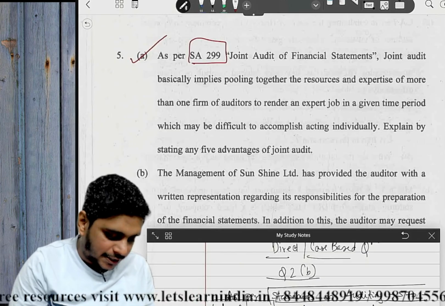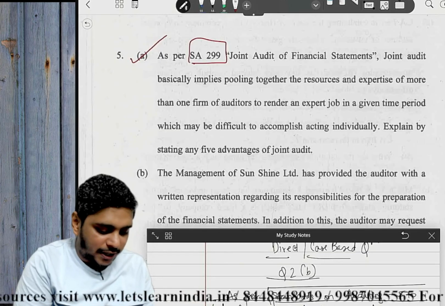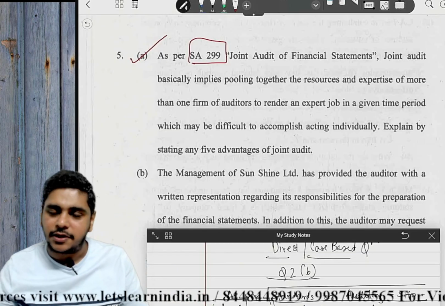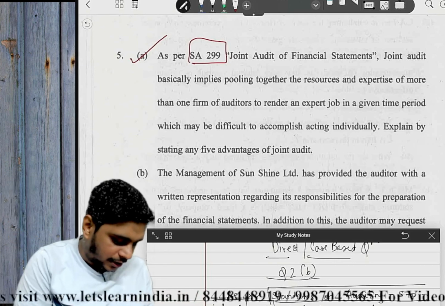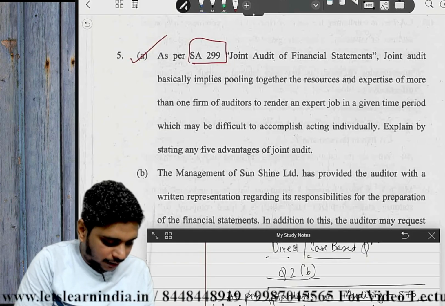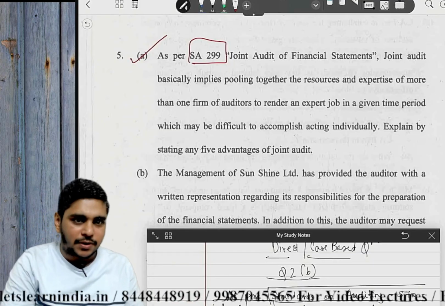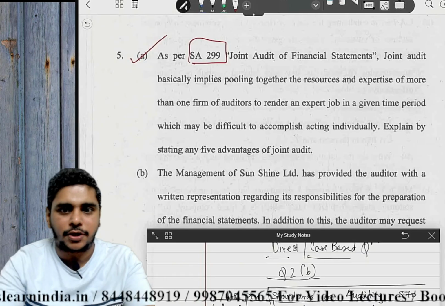Same way, as per essay 299, you will write the name joint audit of financial statement. Following are the advantages of joint audit. Then leave one line, number 1, leave one line, number 2, leave one line, number 3, over. So presentation plays a very important role when you write the answer.